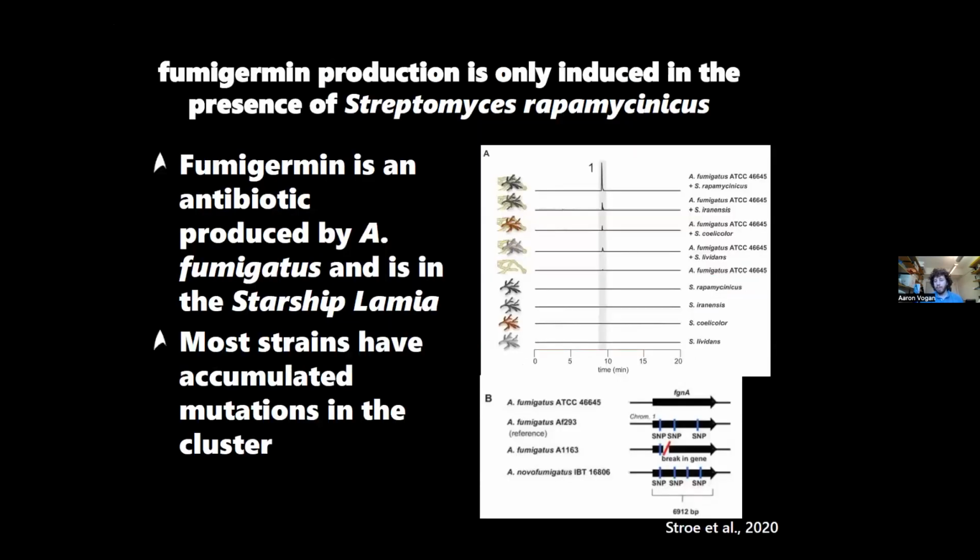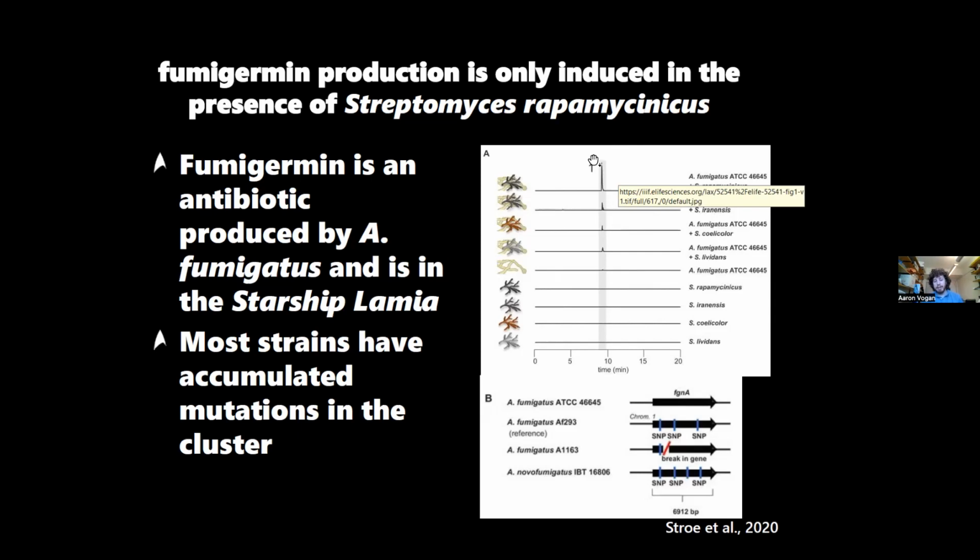And I want to highlight one in particular because I think it gives really interesting insights into another aspect of these giant TEs. And this is in regards to fumigermin. Fumigermin is produced by Aspergillus fumigatus, but only in the presence of Streptomyces rapamycinosus, right? This is a strain that produces rapamycin, an antifungal. And you can see if you grow the fungus on its own, it's not produced. If you grow it with other Streptomyces, you don't really get it. But specifically with that species, you really see this compound produced.